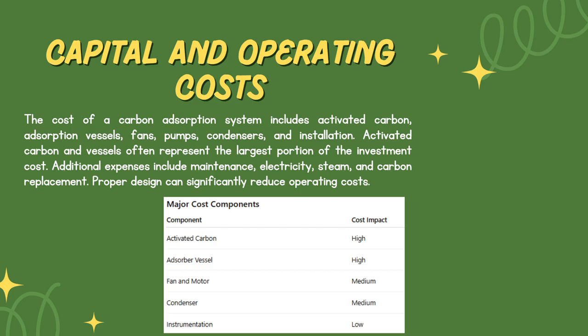For the major cost components, the first one is the activated carbon, and the cost impact is high. For the adsorber vessel, the cost impact is high. For the fan and motor, the cost impact is medium. For the condenser, the cost impact is medium, and for the instrumentation, the cost impact is low.